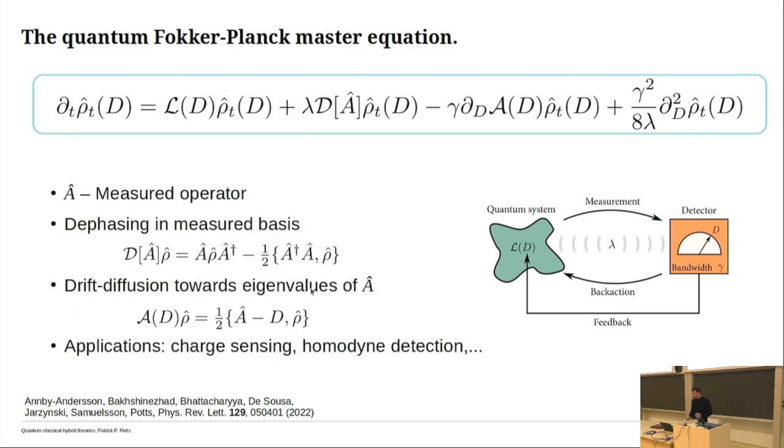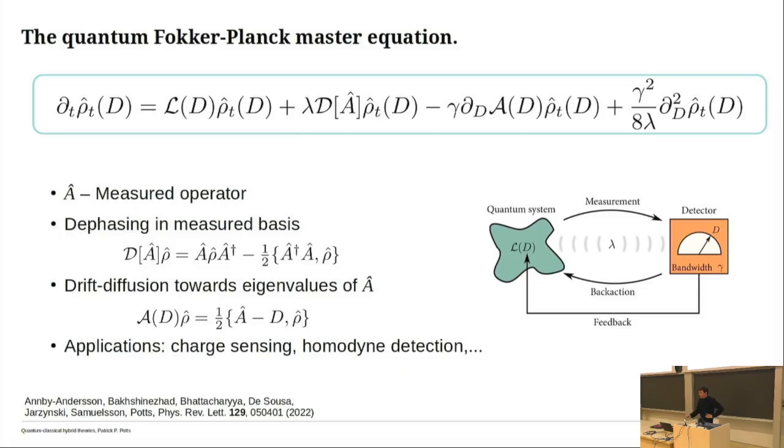Right. Now, in this back action term, in this dephasing term, we introduced also this operator A, and this is the operator that we want to measure. So if we want to make a measurement of a position of a particle, it will be the position operator. And then this term describes dephasing in this eigenbasis, so it tells us that the measurement drives us towards the eigenstates of the measured operator, which is what we expect.